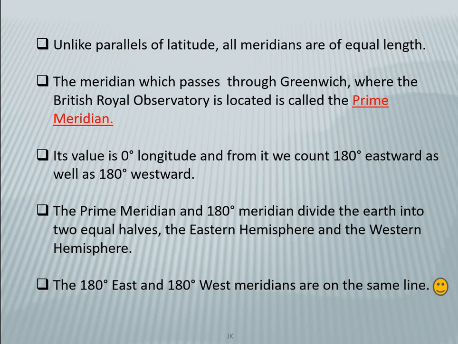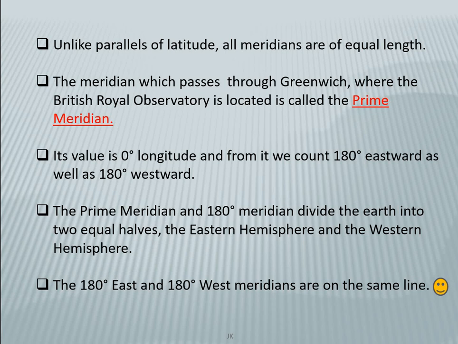So the difference between latitudes and longitudes is that latitudes are parallels, but all meridians, that is longitudes, are of equal length. The meridian which passes through Greenwich, where the British Royal Observatory is located, is called the prime meridian. Its value is 0 degree longitude, and from it we can count 180 degree eastward as well as 180 degree westward. The prime meridian and 180 degree meridian divide the earth into two equal halves. Like the 0 degree latitude divides the earth into two equal halves in the north and south.